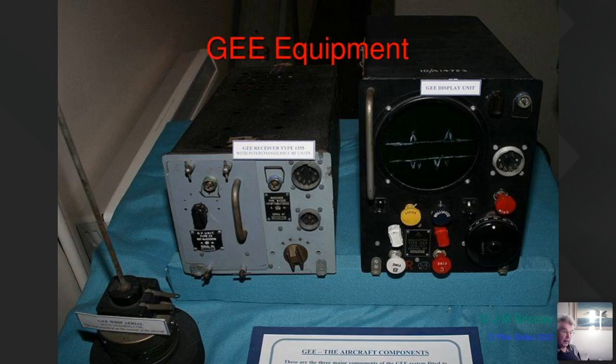This is a picture of G equipment. On the extreme left is the aerial unit, in the middle is the receiver, and on the right is the indicator. If you notice, there's a funny little panel on the left of the receiver. It's the radio frequency unit, where the radio frequency signals came in.